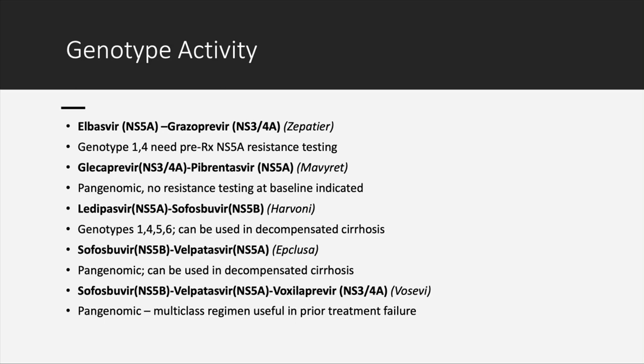And then the final one you see, Vosevi on the bottom, pangenomic, probably reserve that for people who have had treatment failure on a prior regimen. It contains each of the classes together. Okay? Does that make sense to you?